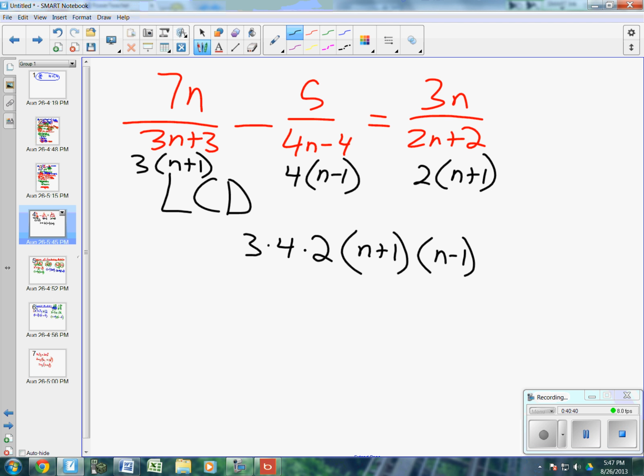Okay, I will now multiply by this common denominator. And you can think of 3 times 4 is 12, times 2 is 24, so you can think of this as 24. So we're going to multiply 24 times n plus 1 times n minus 1 by each of these. 24 times n plus 1 times n minus 1, and 24 times n plus 1 times n minus 1.